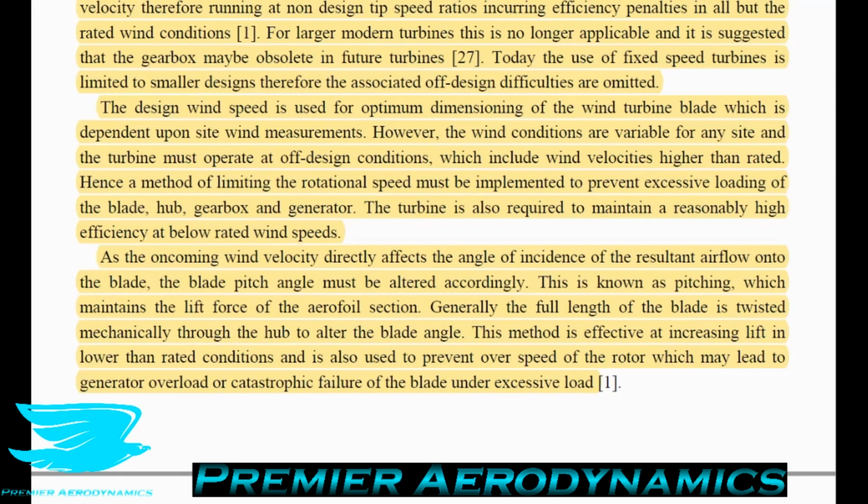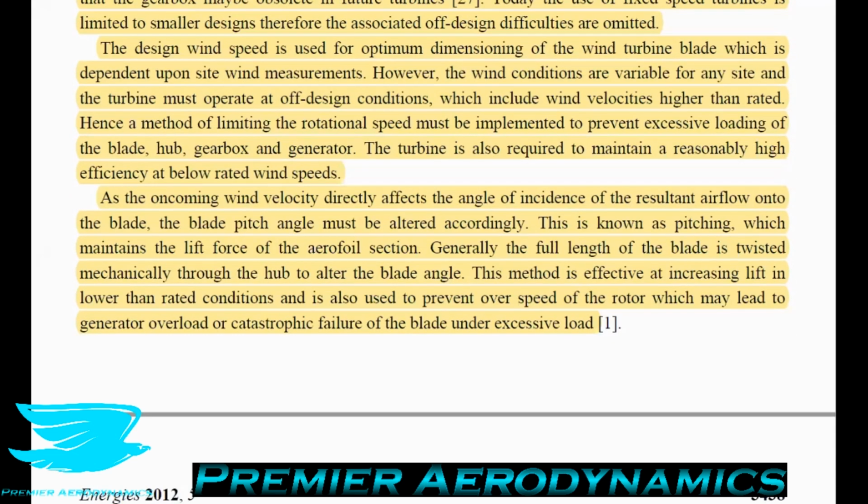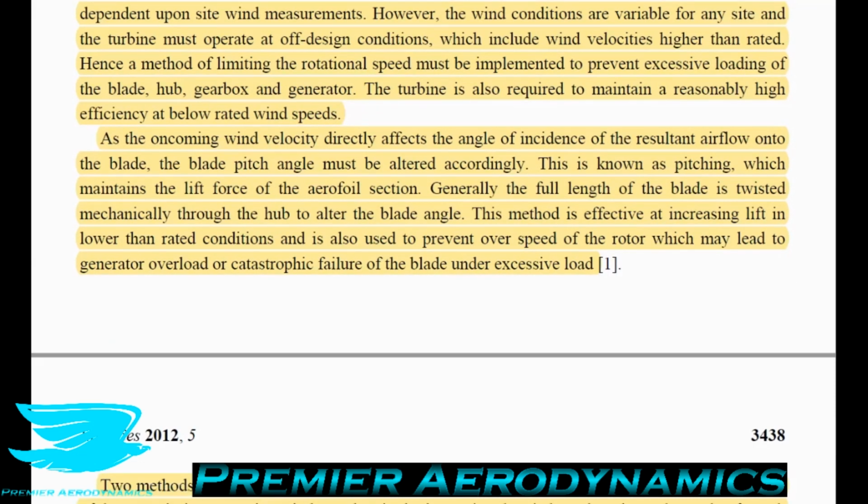So they say, as the oncoming wind velocity directly affects the angle of incidence of the resultant airflow onto the blade, pitch angle must be altered accordingly. This is known as pitching, which maintains the lift force of the airfoil section. Generally, the full length of the blade is twisted mechanically through the hub to alter the blade angle.